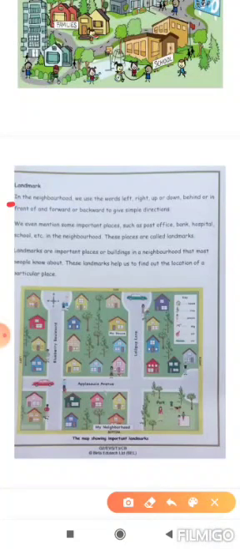Is it clear, students? We even mention some important places such as post office, bank, hospital, school, etc. in the neighborhood. These places are called the landmarks.